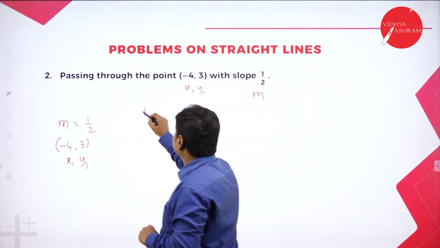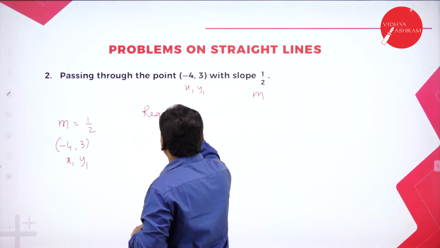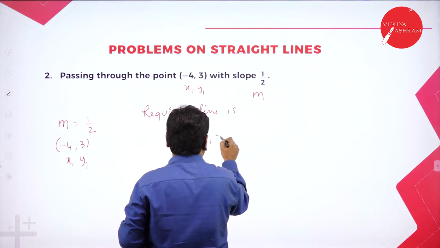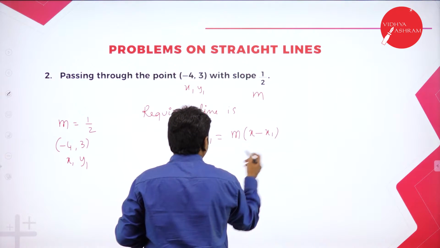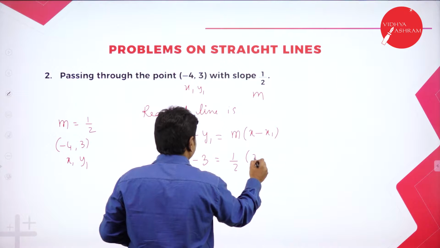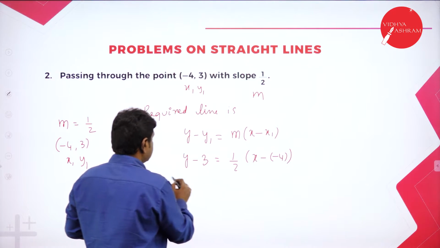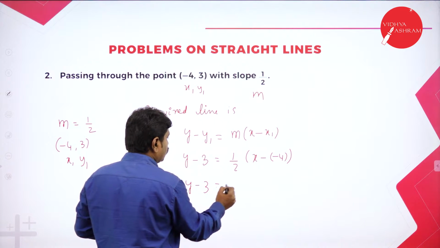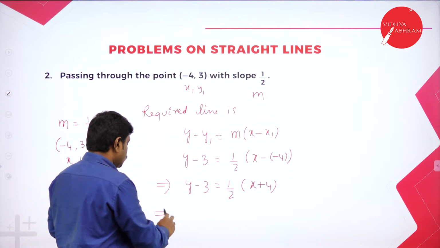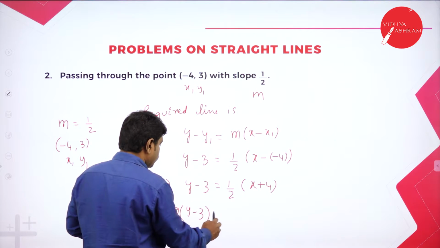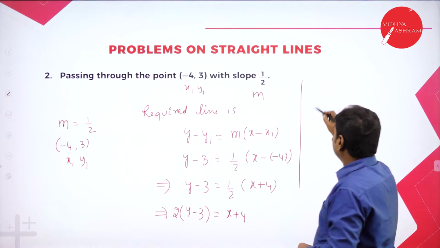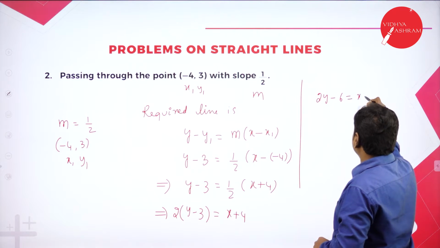So the required line, in point slope form, is y minus y1 is equal to m into x minus x1. That is y minus 3 is equal to m. What is m? 1 by 2 into x minus of minus 4. Simplify this. So that is y minus 3 is equal to half into x plus 4. And rearrange, transfer 2 to this side. So 2 into y minus 3 is equal to x plus 4. Simplify further. If you do that, you will get 2y minus 6 is equal to x plus 4.